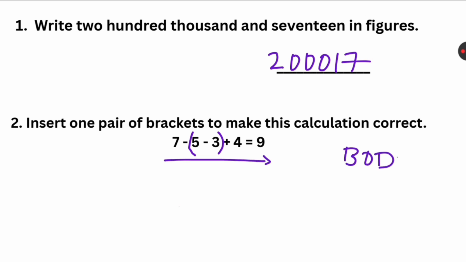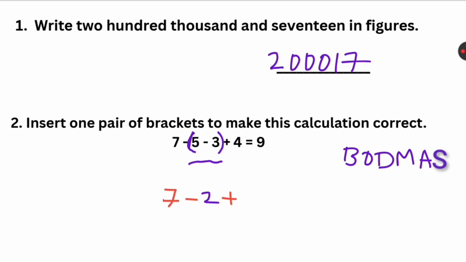In the BODMAS rule, we have brackets first. That means we have to first finish the calculation between the brackets. On the left hand side we have 7 minus, and on the right hand side we have 4. That should be equal to 9. So we did the brackets. Next, we have to do the division. We don't have division, so let's simply leave that.